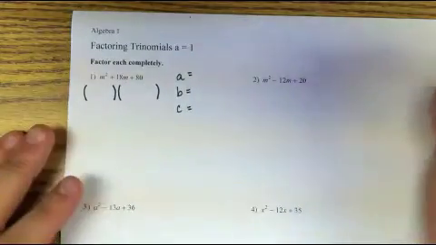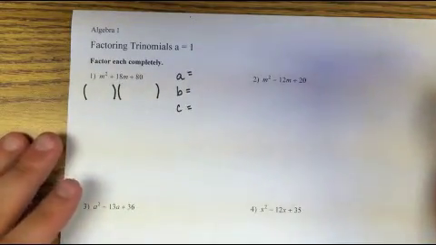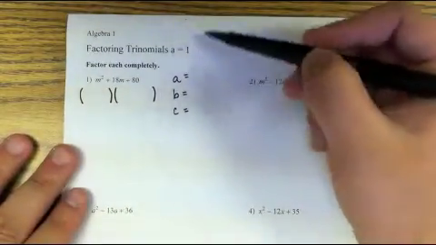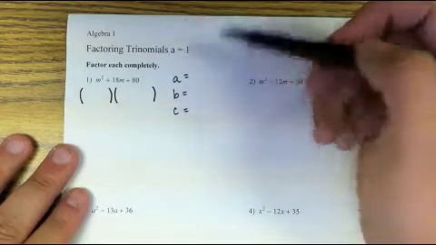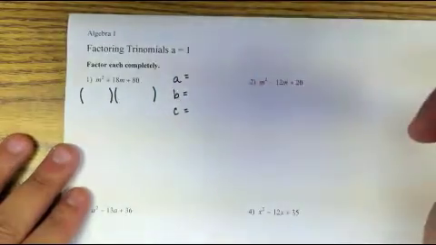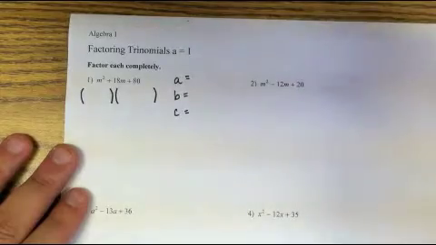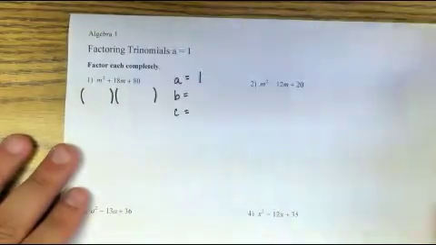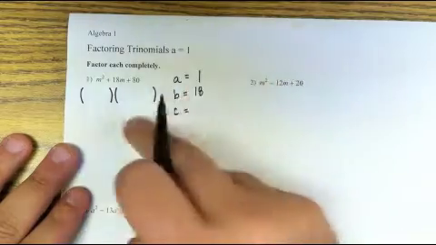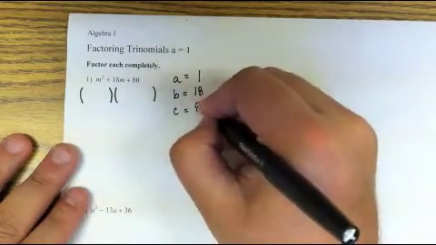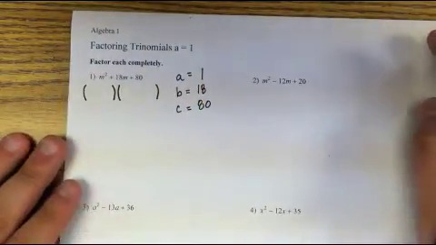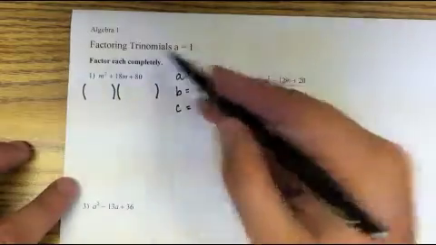Now, FYI, for this lesson, if you haven't already noticed up here in my title, with A equals 1, A for this lesson is always going to equal 1. We'll do another video when A is not 1. So in this case, A is 1. What is B? It's 18. And C is 80. Okay, so we've kind of set up everything.